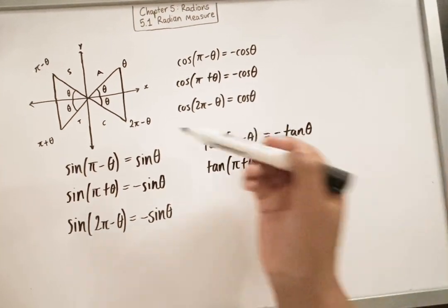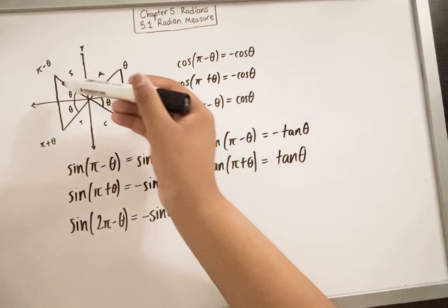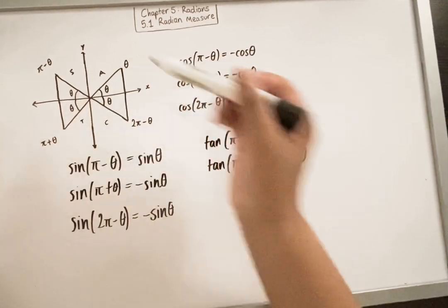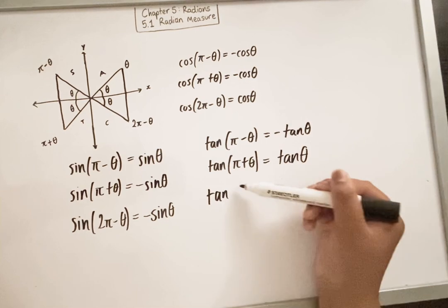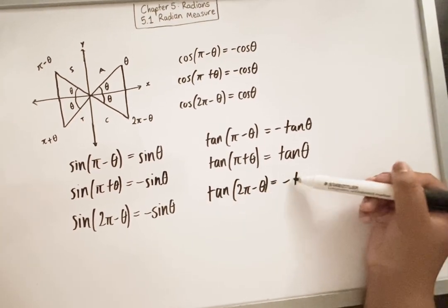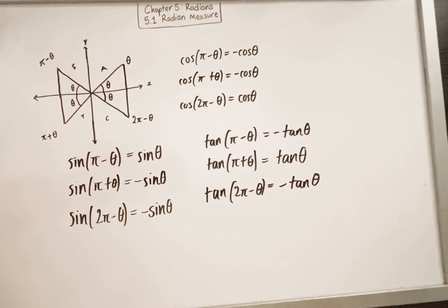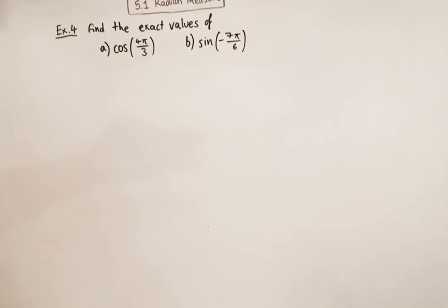It's the same. For 2 pi minus theta, we can see it's the exact same as when it was pi minus theta. It's a negative gradient instead of a positive gradient. So the tan of 2 pi minus theta is equal to minus tan theta. And you'll be expected to know how to use these rules. Let's do one more example.